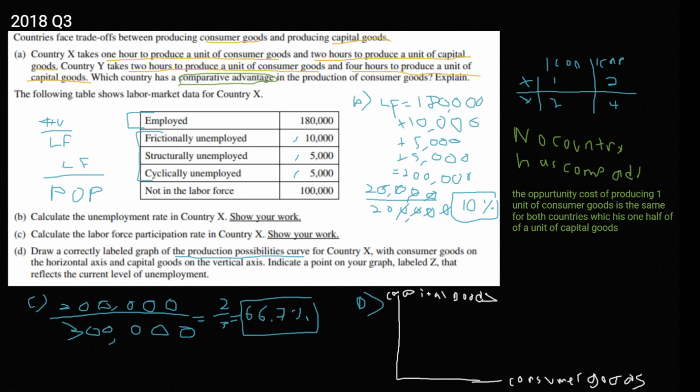So that is the capital goods on the y-axis. I know that looks more like a title, but you know. And so now we can draw a line, and we're going to put a point Z that reflects the current level of unemployment. So consumer goods, we get more consumer goods. It's going to be something like that, where consumer goods is further out, and we have some point of unemployment. We're unemployed, we're not at full capacity, that is our point Z.